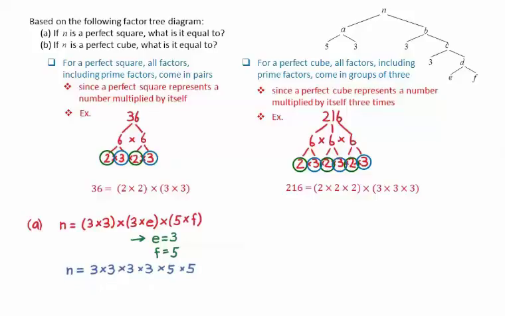We then multiply all of these prime numbers, 3 times 3 times 3 times 3 times 5 times 5, giving us a result of 2025 for n.